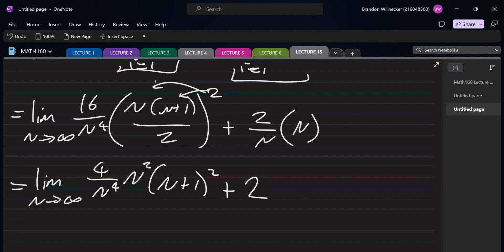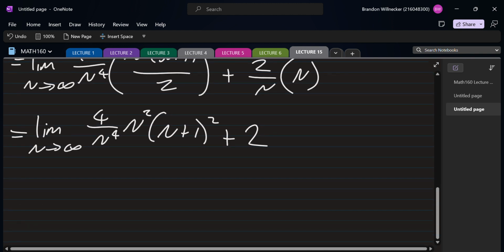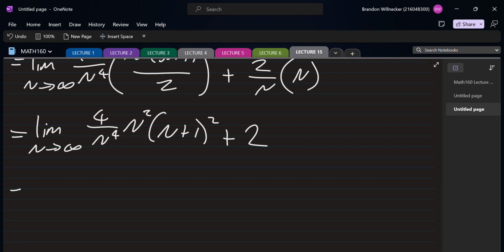2 over n times n, that's just going to be 2. That's quite easy to do. Okay, now we simplify as much as possible. Here we've got an n squared at the top. We've got an n to the 4 at the bottom. We can cancel a 2 at the top and the bottom. So we're just left with an n squared at the bottom.